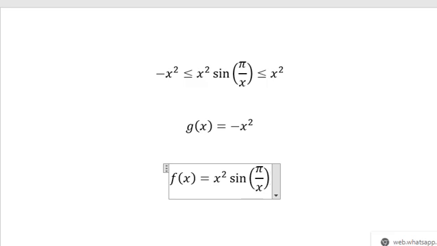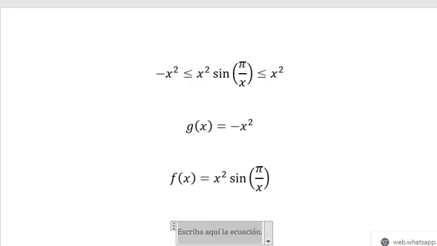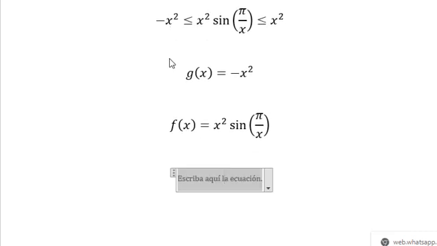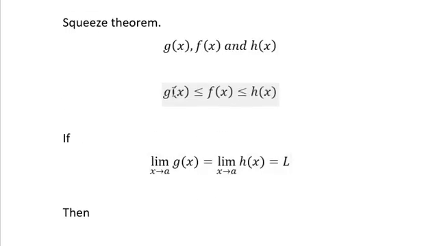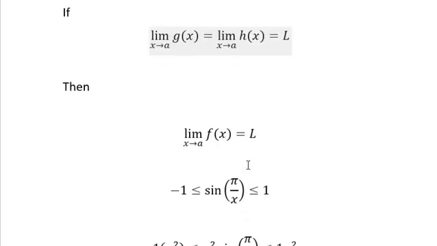And let's say that h of x is equal to x squared. Okay, so we have our three functions. This inequality is met. So let's figure out the limits of g of x and h of x.